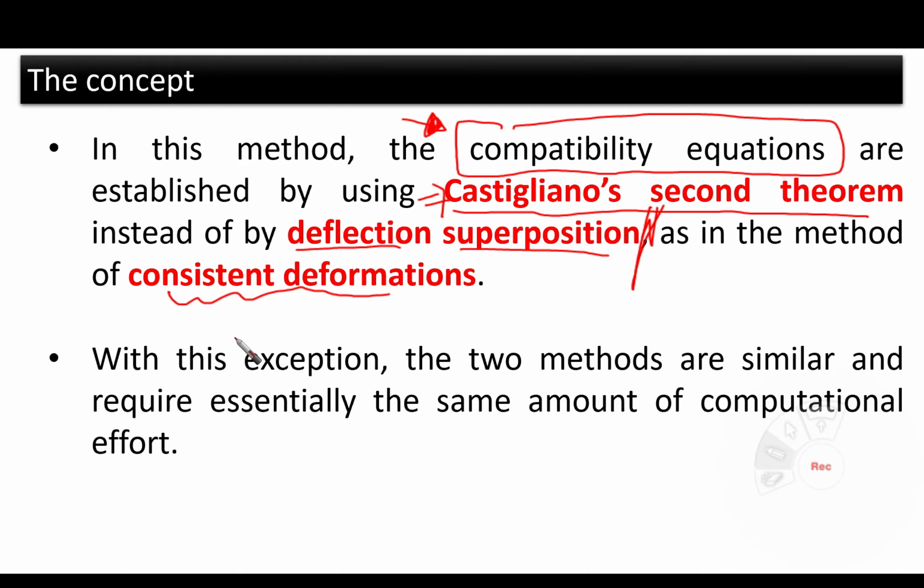Okay. With this exception, we can say that both are the same. So the consistent deformation and the least work method, they are the same. The two methods are similar and require essentially the same amount of computational effort. So they are the same, no problem with them. But this is considered the only difference, in the way of composing the compatibility equations.